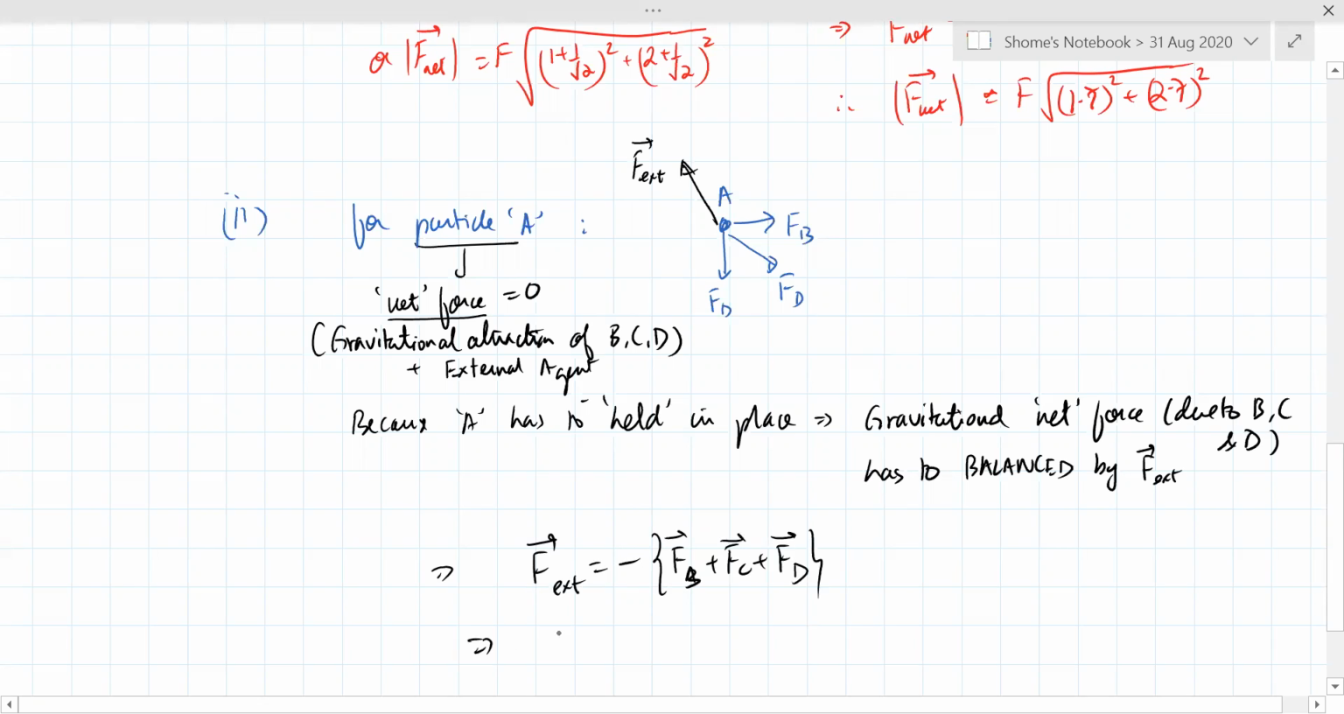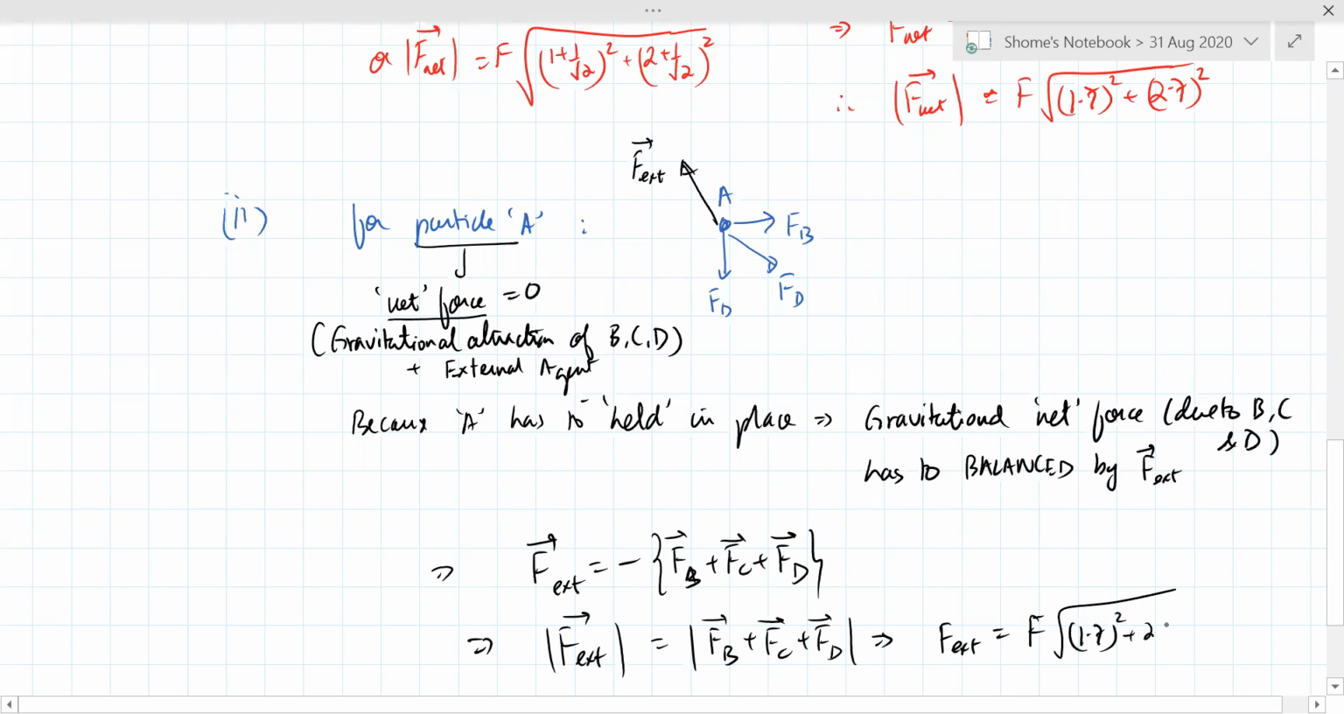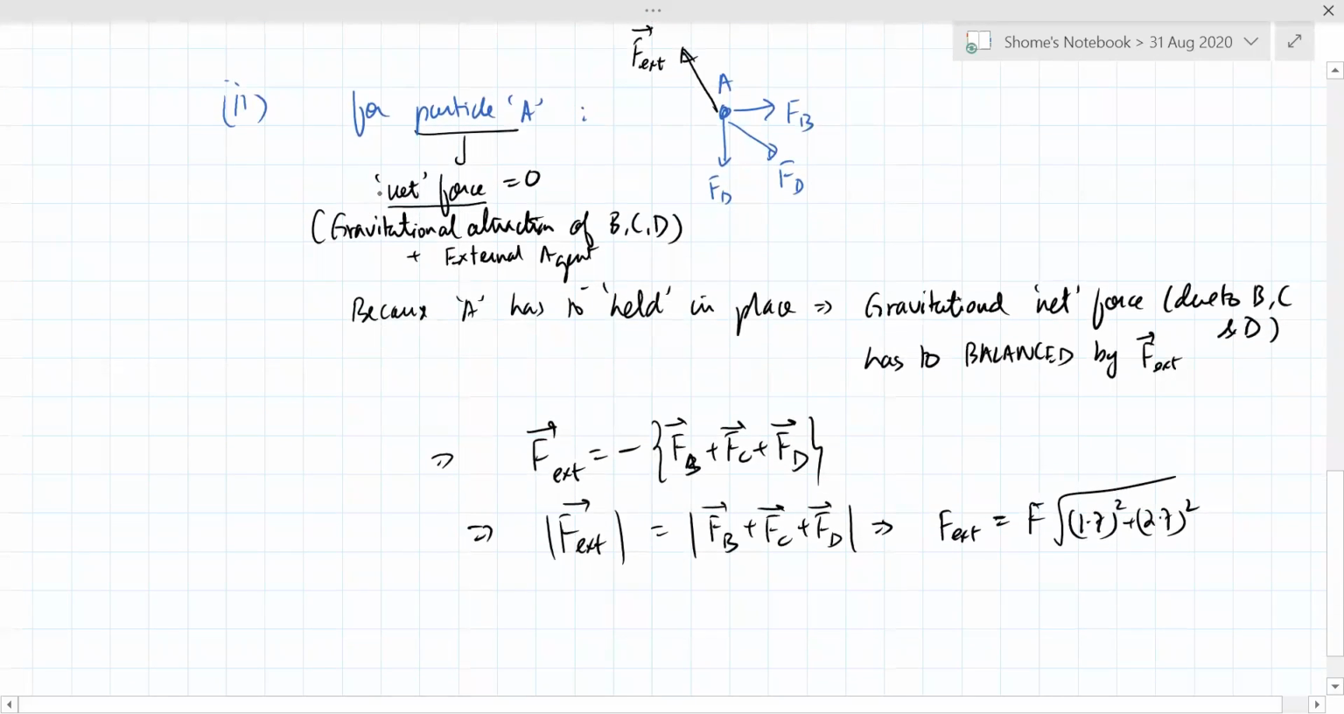Okay, so that means the magnitude of this external agent's force has to be the magnitude of the sum of these three. Okay. So this has to be that approximately like this. Okay. Now, so this is the answer for the external force on A. Okay, this is on A.